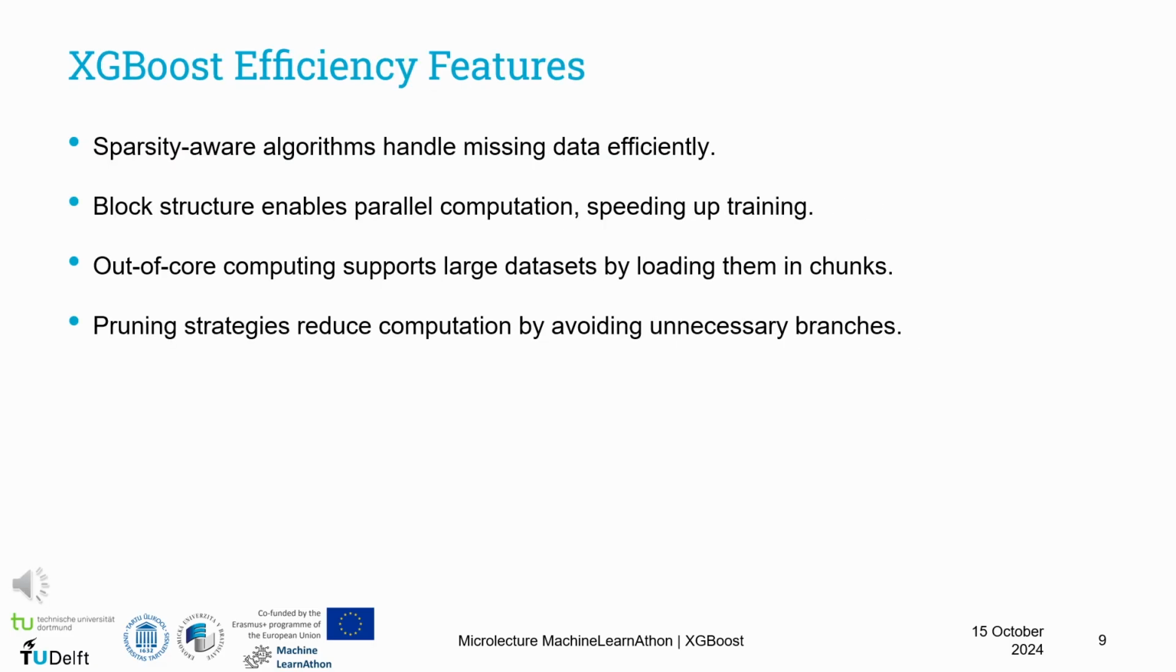One of XGBoost's greatest strengths is efficiency. It uses sparsity-aware algorithms, which handle missing data without needing to fill or preprocess it. The block structure enables parallel computing, speeding up training significantly. Additionally, XGBoost supports out-of-core computing, meaning it can process data that doesn't fit into memory by loading it in chunks. Pruning also saves computational resources by stopping the tree building process early when further splits don't improve the model.